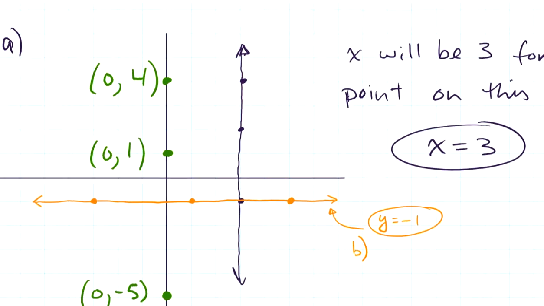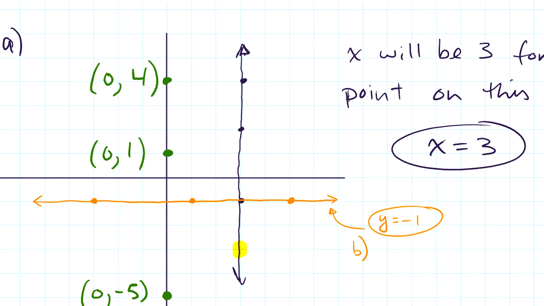And sure enough, when I go through and do this, I don't care what points I pick. If I pick this point, for example, x is 3 and y is -4. At this point, x is 3 and y is 1. At this point, x is 3 and y is 3. So in every single instance, x is 3. And that's the equation of this line, right?